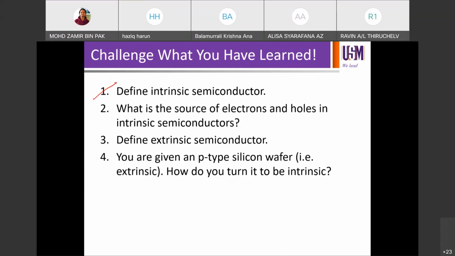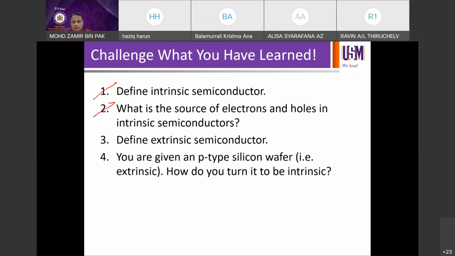Equal to Eg, okay? Good. So thermal excitation is caused by the heat or the temperature increase, leading to thermal excitation of electrons and holes in intrinsic semiconductor. Good. Sekarang dah tahu intrinsic punya carrier dapat dari mana.